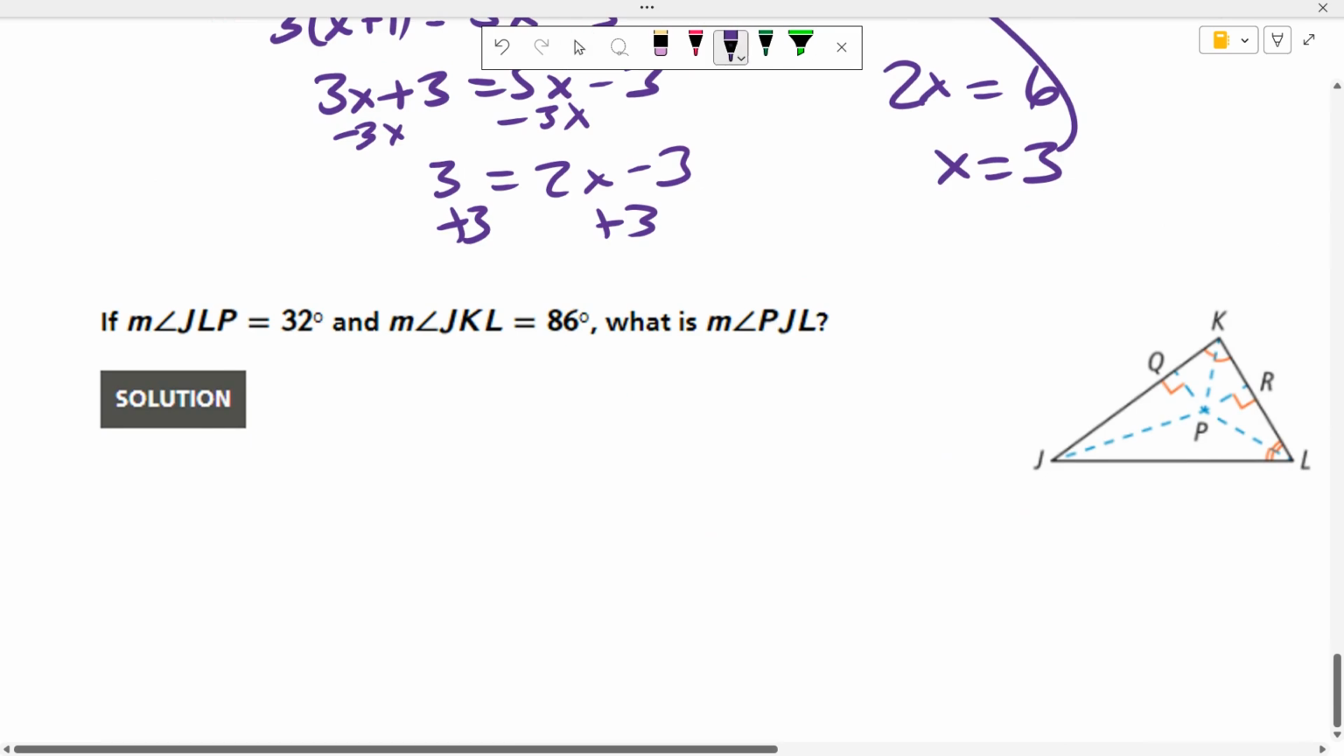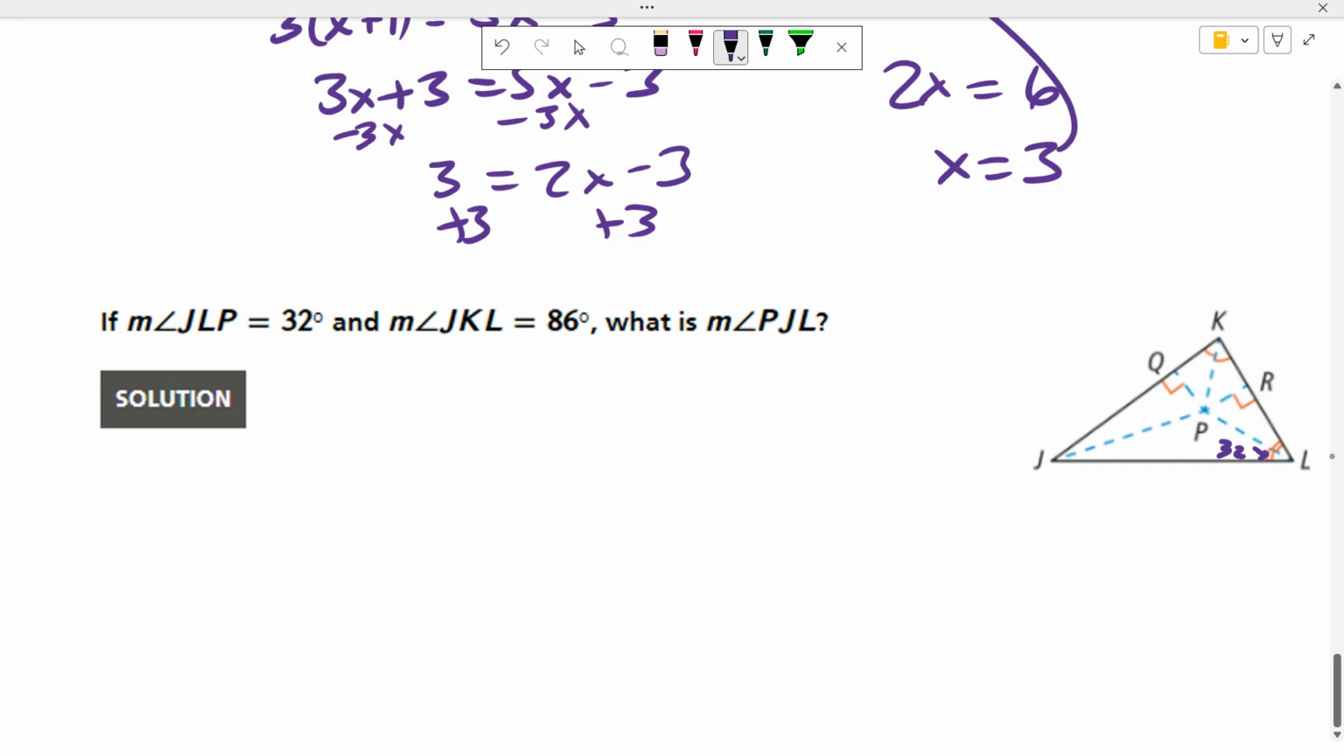If JLP is 32 degrees, JLP is this angle right here. You need to understand how they name angles, okay? JLP means the angle down here. That goes from here to here to here. It's not all 3 sides of the triangle. It's angle JLP, J to L to P, the middle letter is the angle that we're talking about, okay?